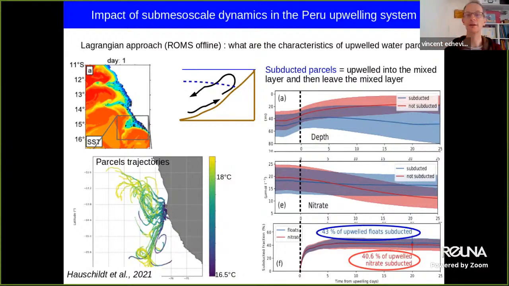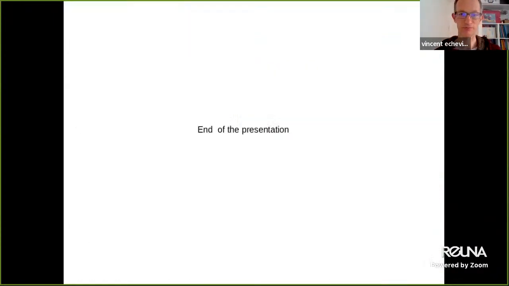So this submesoscale variability through filaments is very important to put back some nutrients in the deep layers. Okay, and this is the end of my presentation.